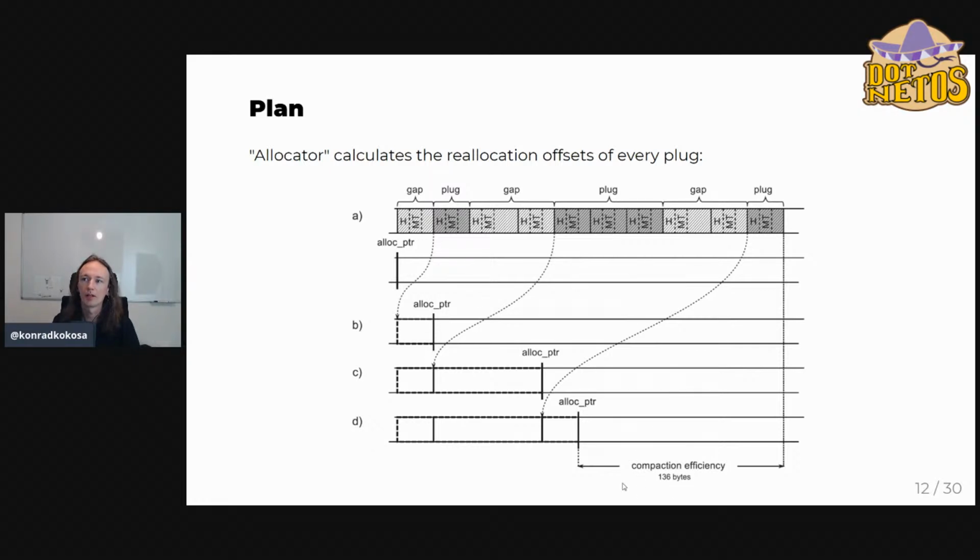So we also know the compaction efficiency, and this will be a super important measurement to decide whether we should compact now, or whether it's still enough to sweep, because, as I mentioned shortly, both compacting and sweeping have good and bad sides. So the compaction efficiency will be an important input on whether it is worth compacting at all. So this allocator inside finds this reallocation offset.